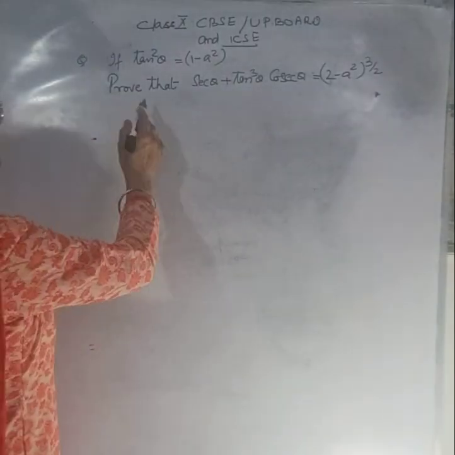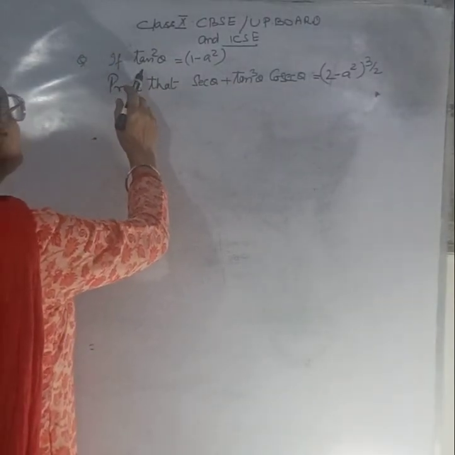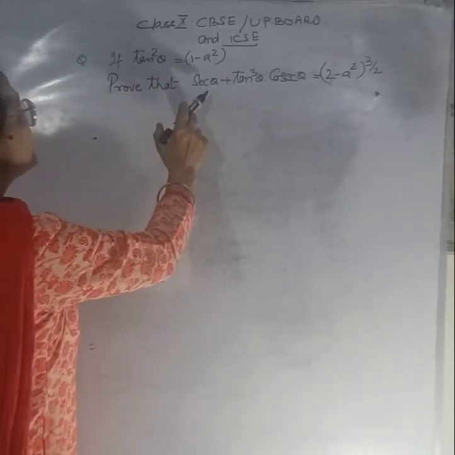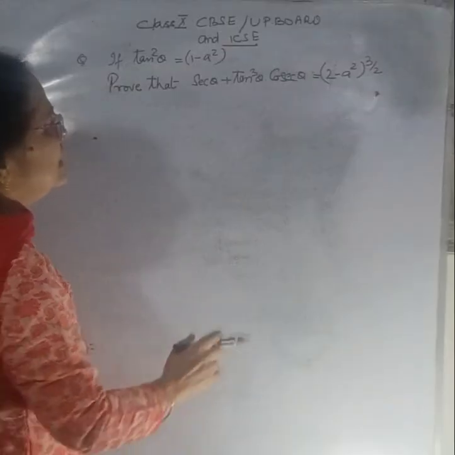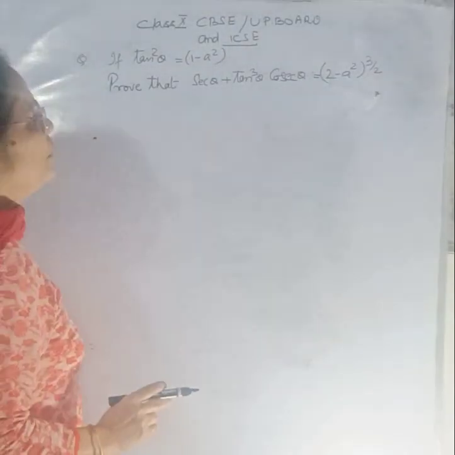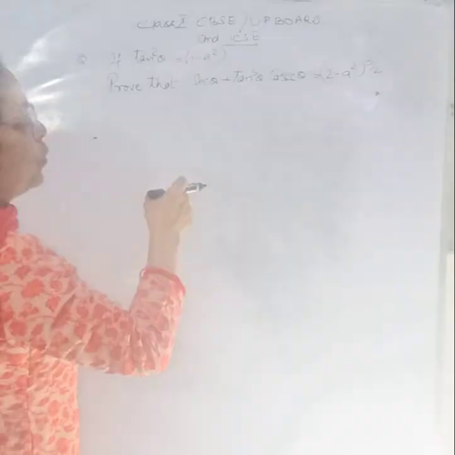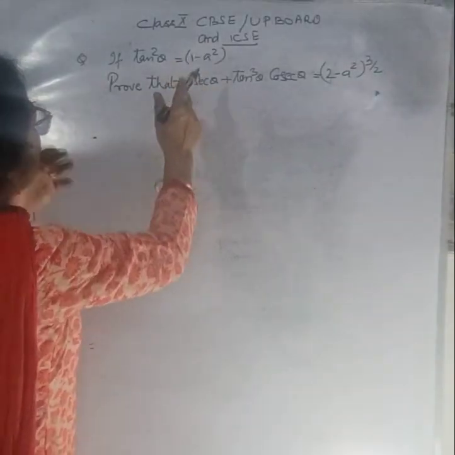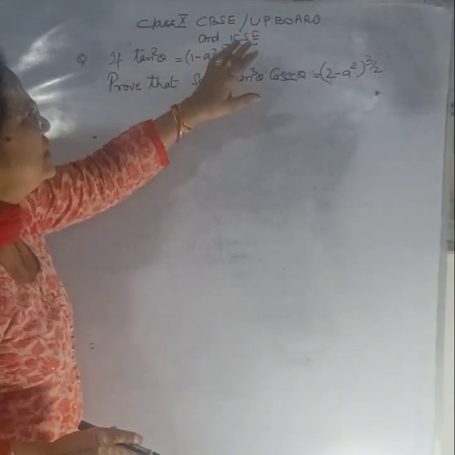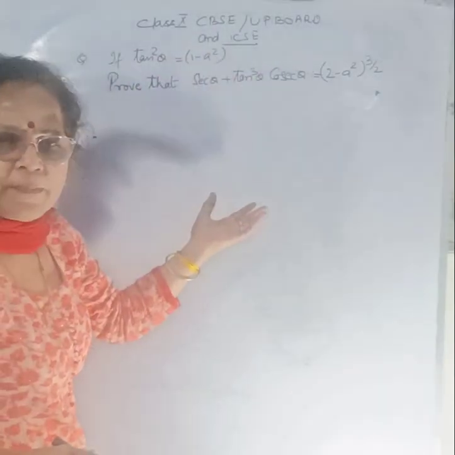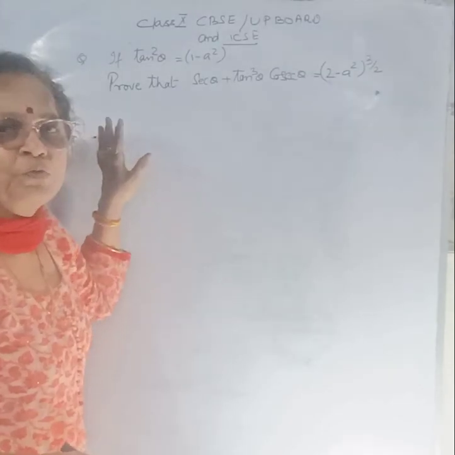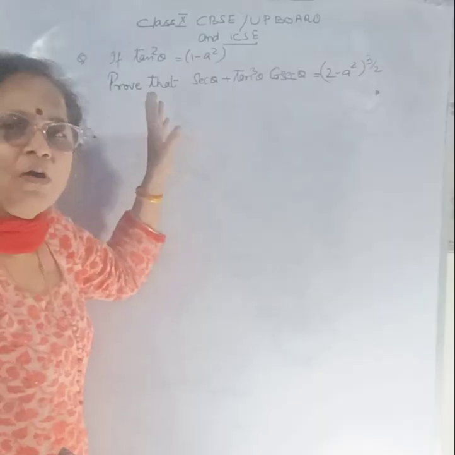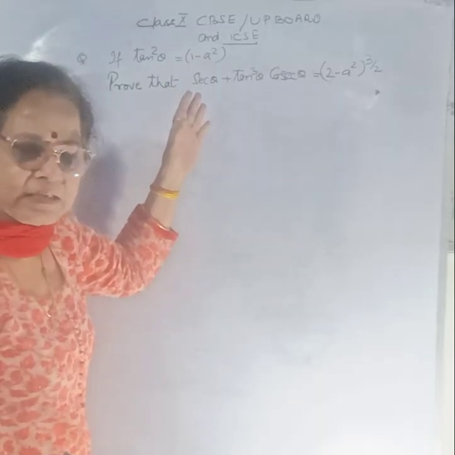In this video, we are given that tan square theta is equal to 1 minus a square. Prove that sec theta plus tan cube theta into cosec theta will be equal to (2 minus a square) whole power 3 by 2. This is a question for class 10, CBSE, UP Board or ICSE, whatever the board is. This is a question up to the 10th level, so it is very useful for all the students who are going to attend class 10th.